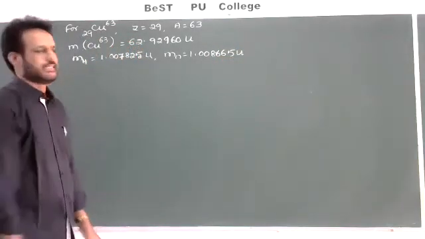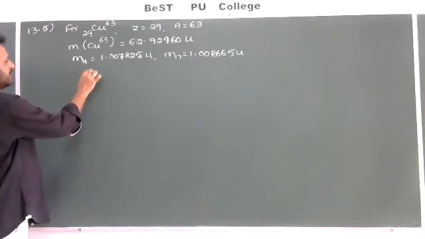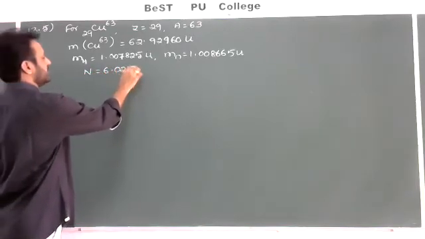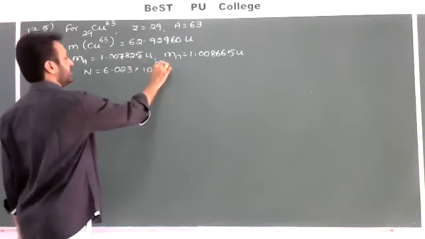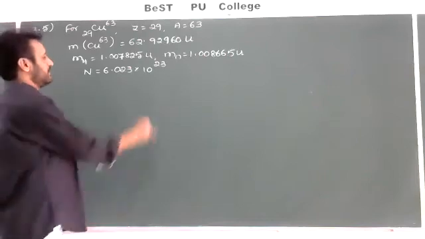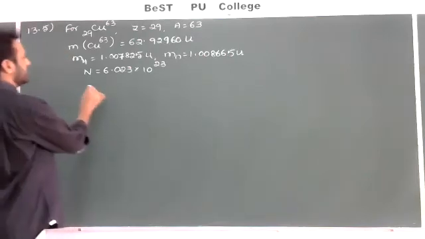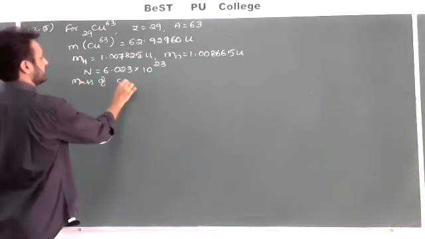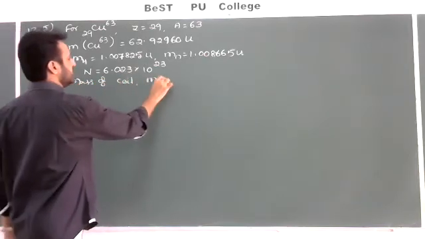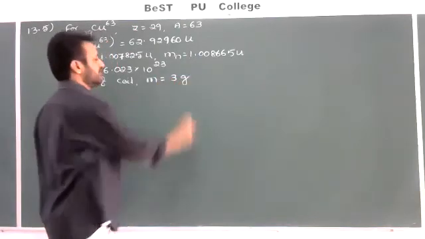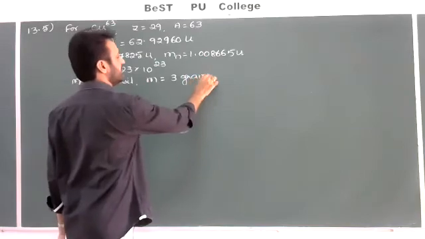To calculate binding energy, if the Avogadro number is required, we use the Avogadro number N is equal to 6.023 into 10 to the power of 23. And one more, the mass of the copper coin is also given: M is equal to 3 grams.